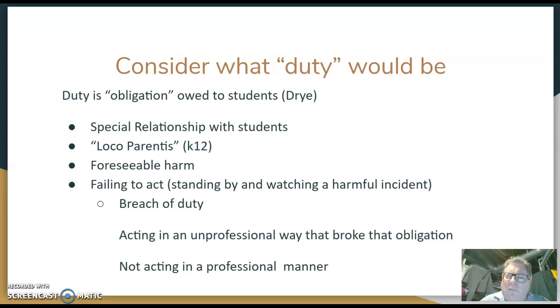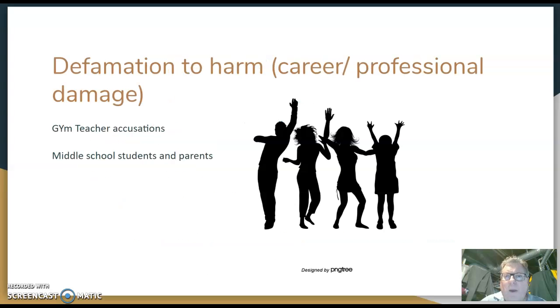We need to protect them from foreseeable harm, preventing accidents, if you will. Failing to act, standing by and watching some type of harmful incident could be breach of duty. Acting in an unprofessional way that broke that obligation, or not acting in a professional manner so as to cause harm. Those are things that we're liable for. And perhaps our districts and schools are as well, depending on the situation.